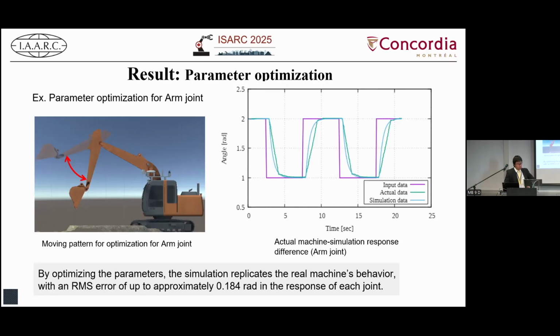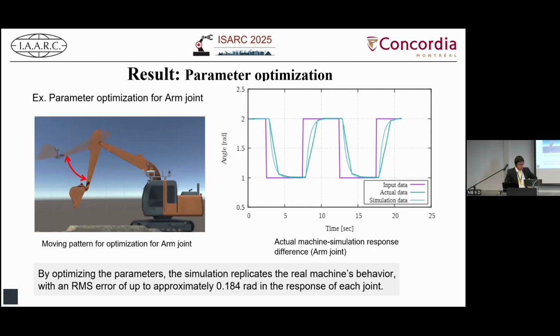Here are the results of our parameter optimization. We tune the stiffness and damping for each joint: swing, boom, arm and bucket. This slide shows the arm joint result. On the left, you can see the moving pattern for optimization. The arm moves up and then down, repeating the movement.